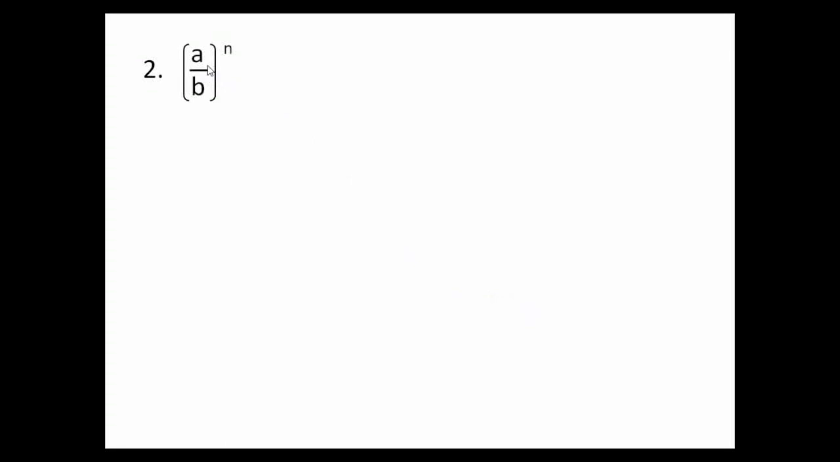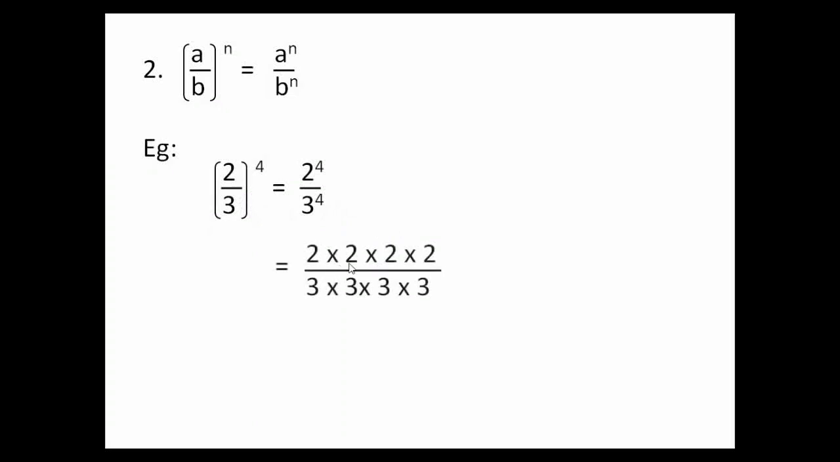Next law. If a by b whole to the power n, then we can distribute the exponent between the numerator and the denominator. We can write a to the power n and b to the power n. Let's take for example 2 by 3 whole raised to the power 4 can be written as 2 to the power 4 and 3 raised to the power 4, which will give us 2 multiplied 4 times and 3 multiplied 4 times by itself, which will result in 16 and 81. So the result is 16 by 81.